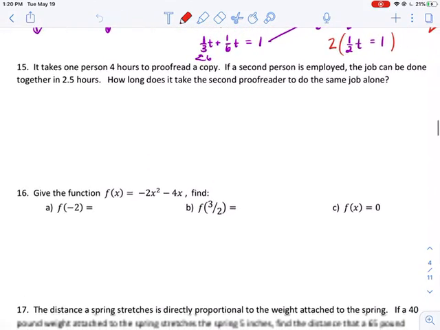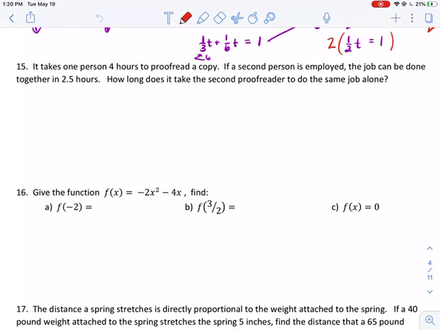It takes one person 4 hours to proofread a copy. If a second person is employed, the job can be done together in 2.5 hours. How long does it take the second proofreader to do the same job alone?